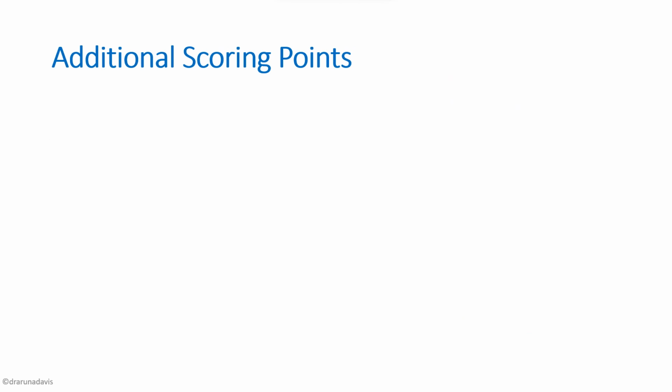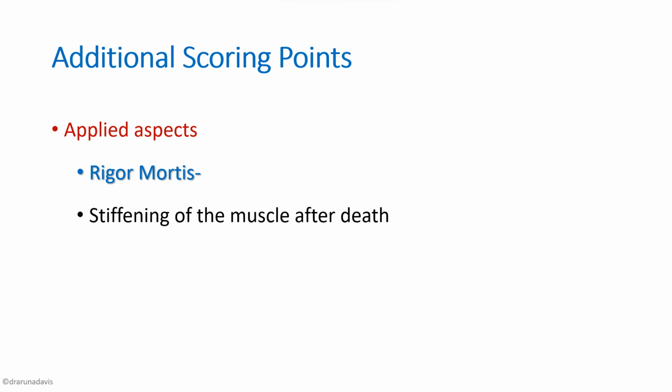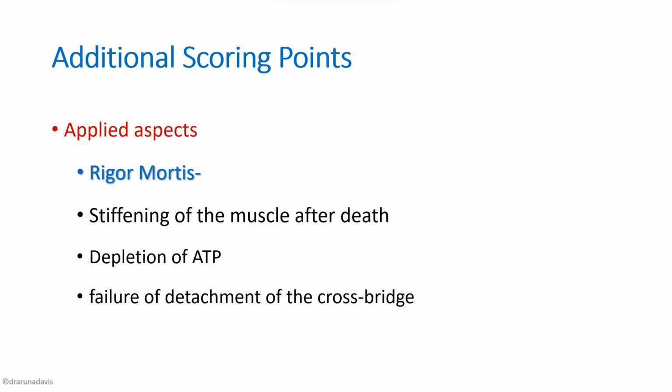Now for some additional scoring points, you can also write about applied aspects like rigor mortis. Rigor mortis is a condition in which there is stiffening of muscles after death. That is because after death there is depletion of ATP. Remember, for detachment of the myosin from the cross bridge, we need ATP to bind onto the myosin head, right? This will not occur because there is depletion of ATP. Thus, there will be failure of detachment of the cross bridge, and that is why there is sustained contraction or stiffening of muscles after death. This is an applied aspect that you can write for your exams.